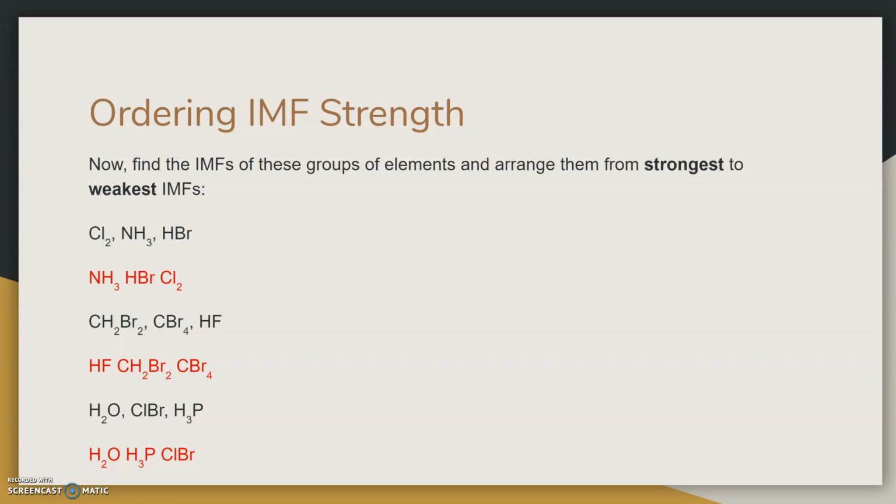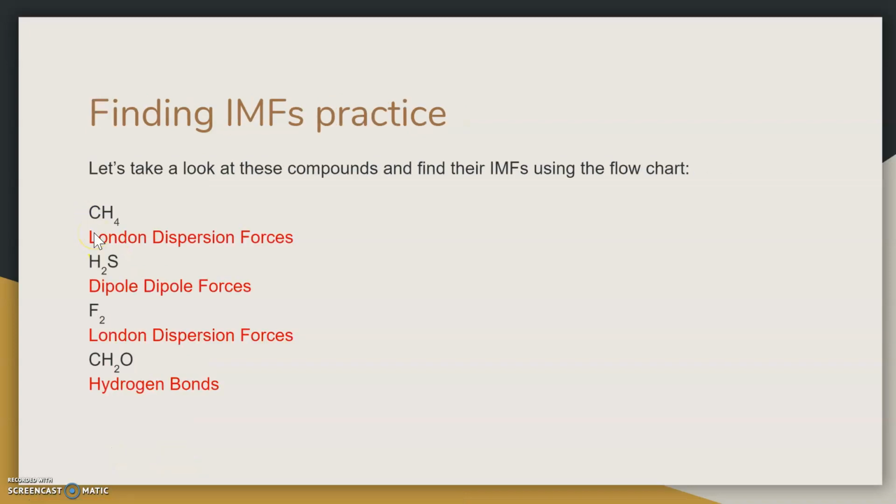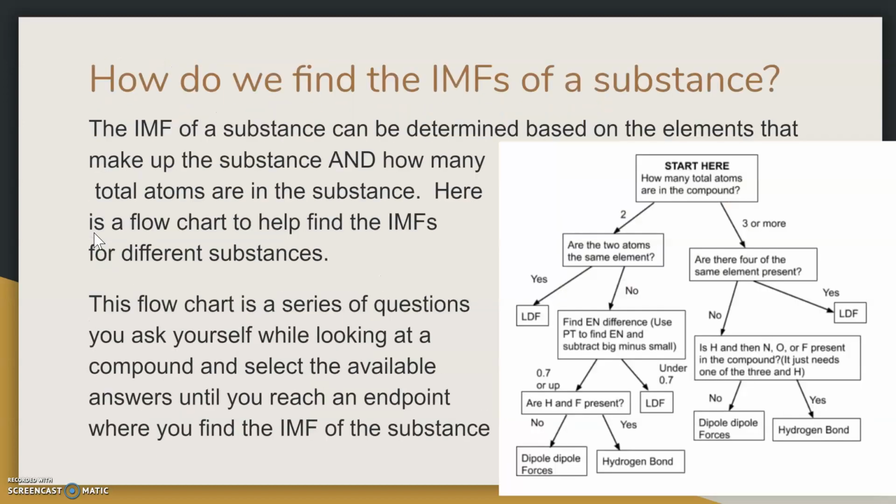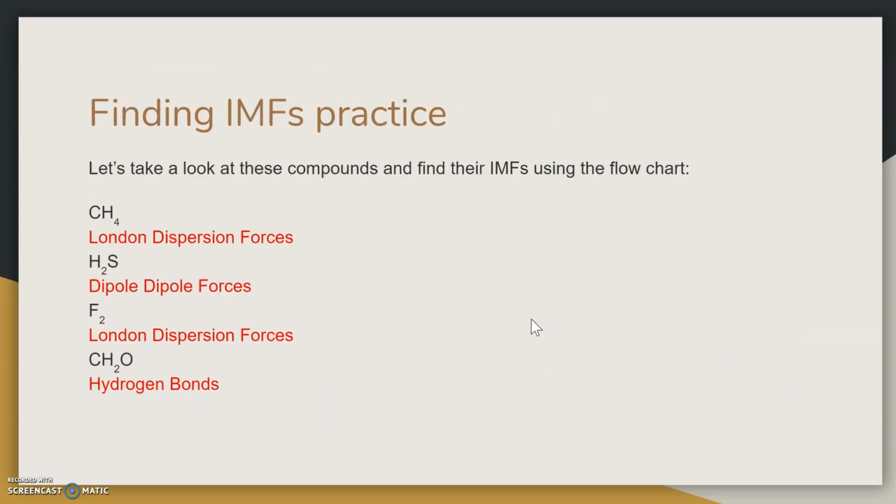from strongest to weakest IMFs. Remember that the strongest one is hydrogen bonding, followed by dipole-dipole, and the weakest is London dispersion forces. So we're going to start with Cl2. Cl2 is most likely London dispersion forces because if we use the flow chart, we will see that Cl is present twice. So there's 2 atoms and they're both the same. So it's London dispersion forces.